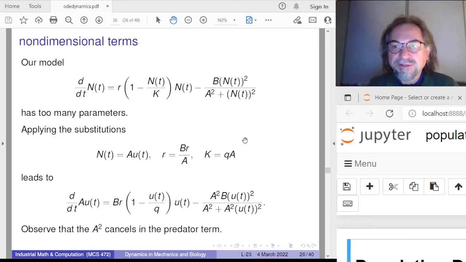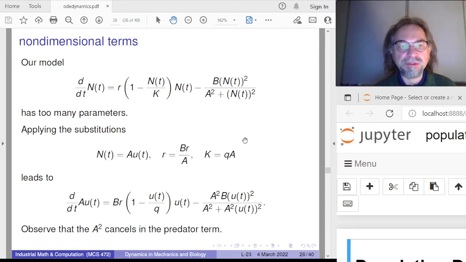Now comes some interesting symbolic computation. If we look at the model that we have now, we have the birth rate and the carrying capacity as our two parameters. But now we also have the two parameters A and B of the shape of the predator term. So that's 4 parameters, and that's a 4-dimensional problem. That's a little bit too much. So we will reformulate this problem to introduce what are called non-dimensional terms.